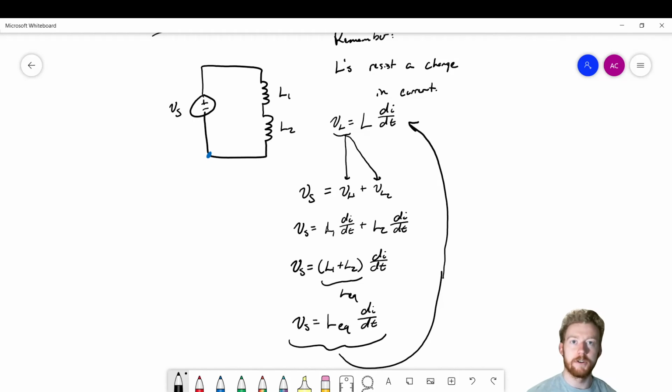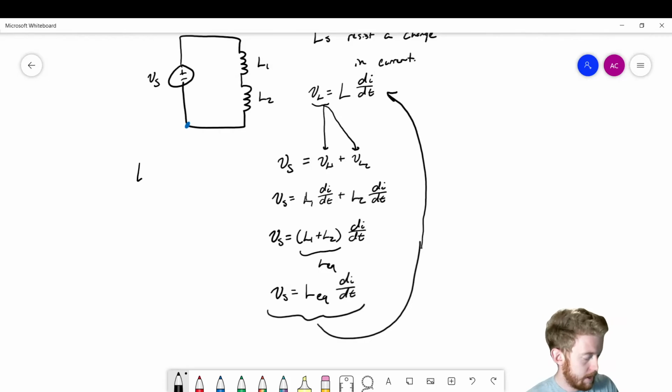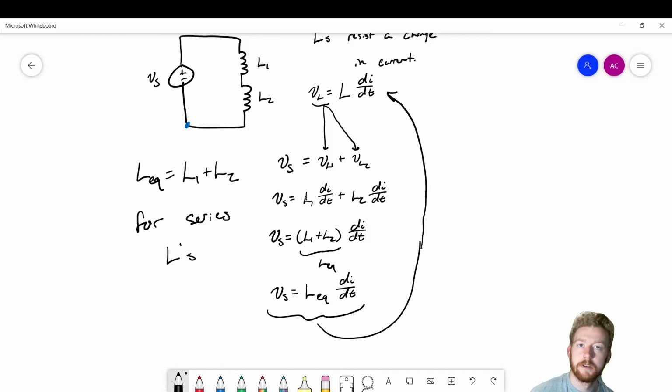Okay, so inductors, you're going to use the same formula as a resistor in series. So I'll just write this over here. Leq is equal to L1 plus L2, okay, for series inductors. I'll use for series Ls. Okay. So series inductors, their inductances are going to add together, okay? So they're like resistors in this sense. Okay, so like I said, inductors in series add.